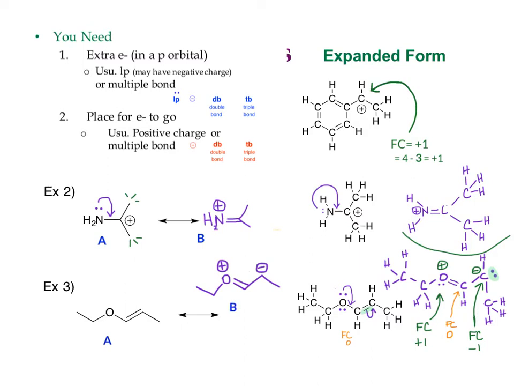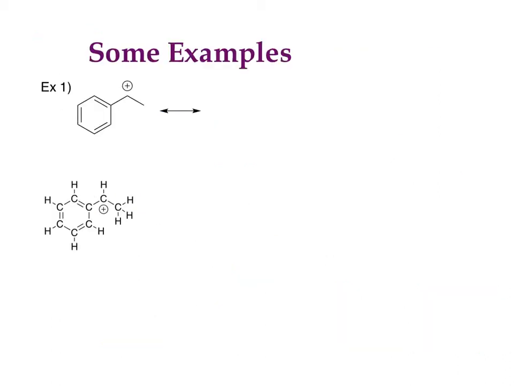So hopefully by now you're starting to get the hang of the resonance structures, but let's go through one more example just to make sure that we've got it. So now let's look at example number 1. I saved the slightly longer one for last. What we're going to do is, we've already drawn the expanded form. As you can see down here, I just moved it so we had a little bit more space, and we're going to move the electrons around.